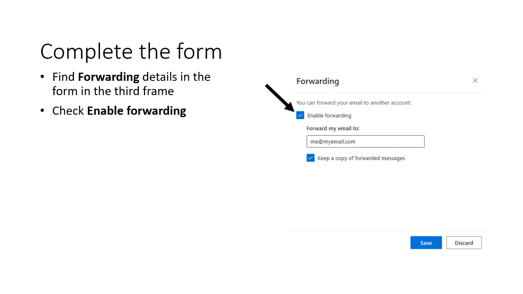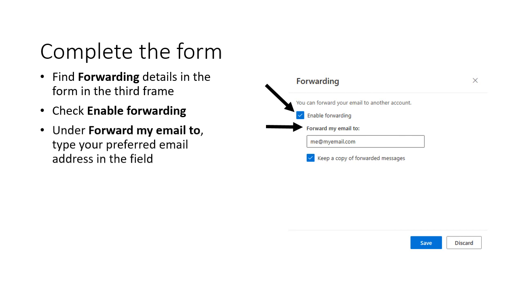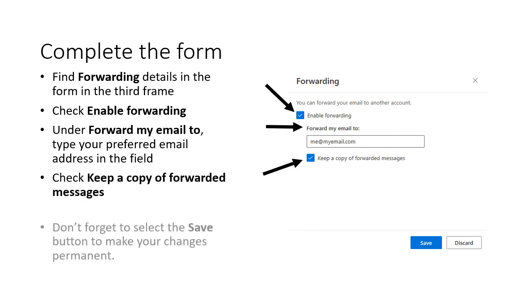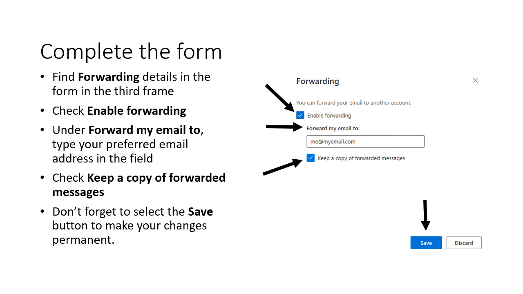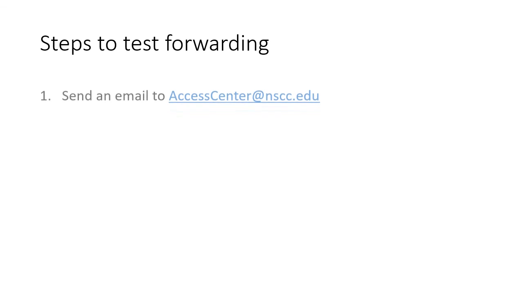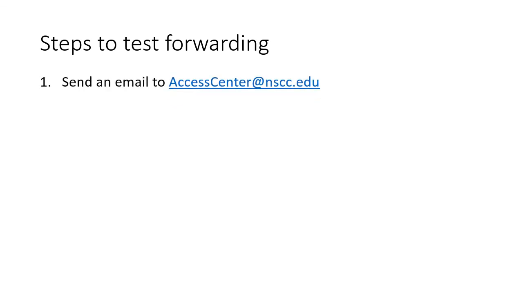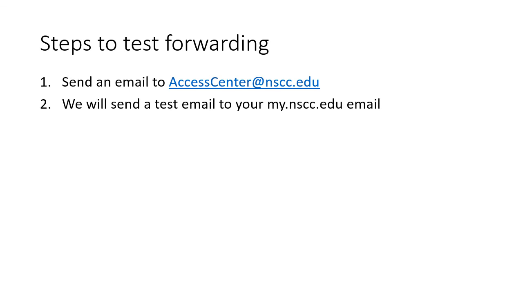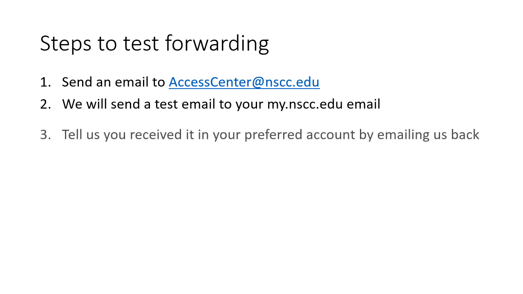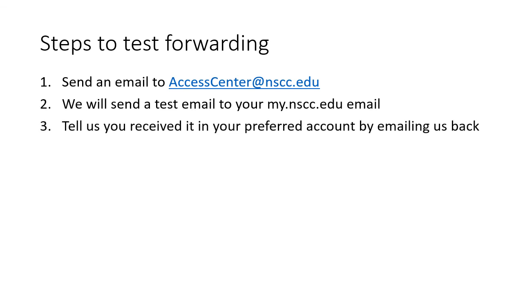Complete the form. Find forwarding details in the form in the third frame. Check Enable Forwarding. Under Forward My Email To, type your preferred email address in the field. Check Keep a copy of forwarded messages. Don't forget to select the Save button to make your changes permanent. Steps to test forwarding. 1. Send an email to Access Center with no spaces at nscc.edu. 2. We will send a test email to your my.nscc.edu email. 3. Tell us you received it in your preferred account by emailing us back.